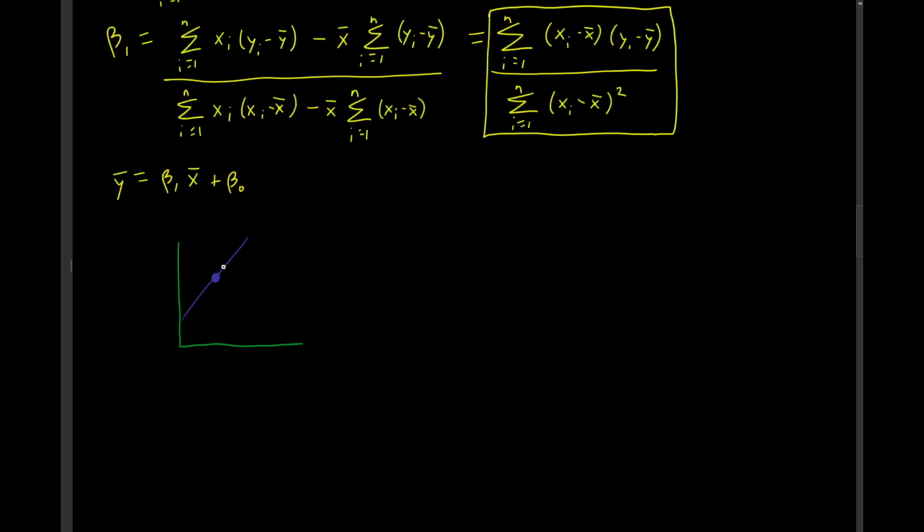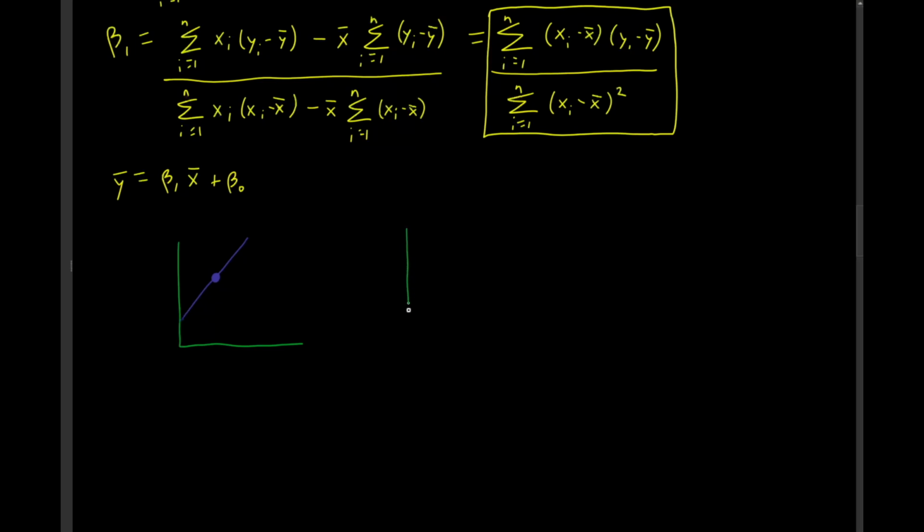So x minus x bar times y minus y bar is a positive times a positive. So it's a positive. Similarly, on the left, both terms will be negative. xi minus x bar will be negative, and yi minus y bar will be negative. So the product will be positive, and that corresponds to this positive slope.